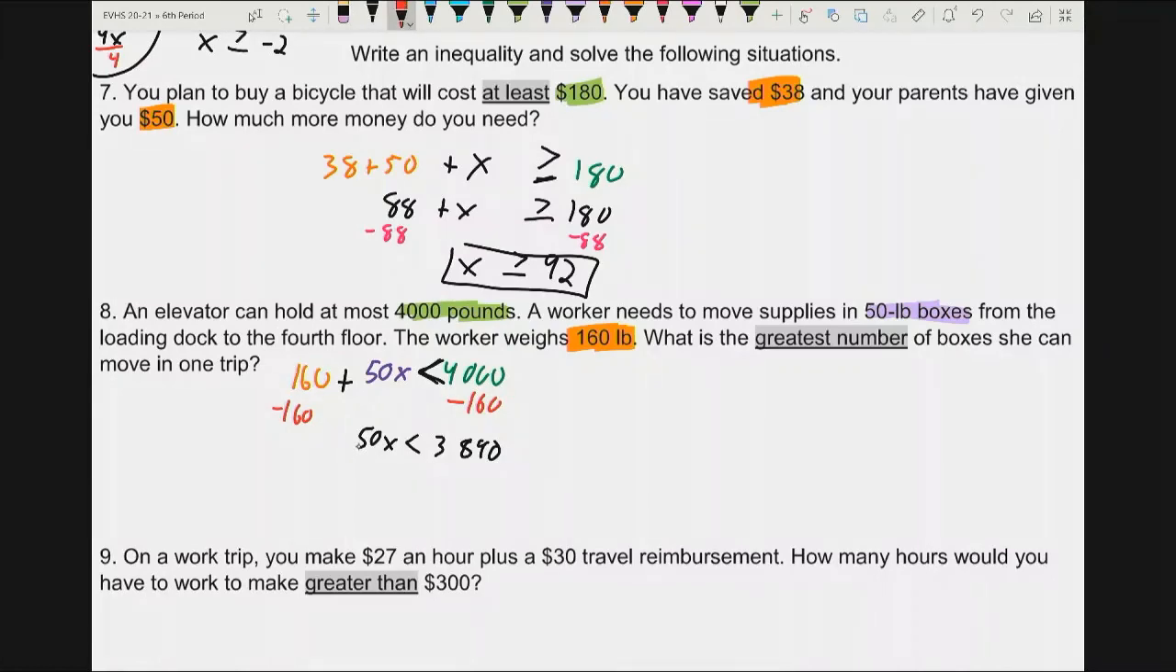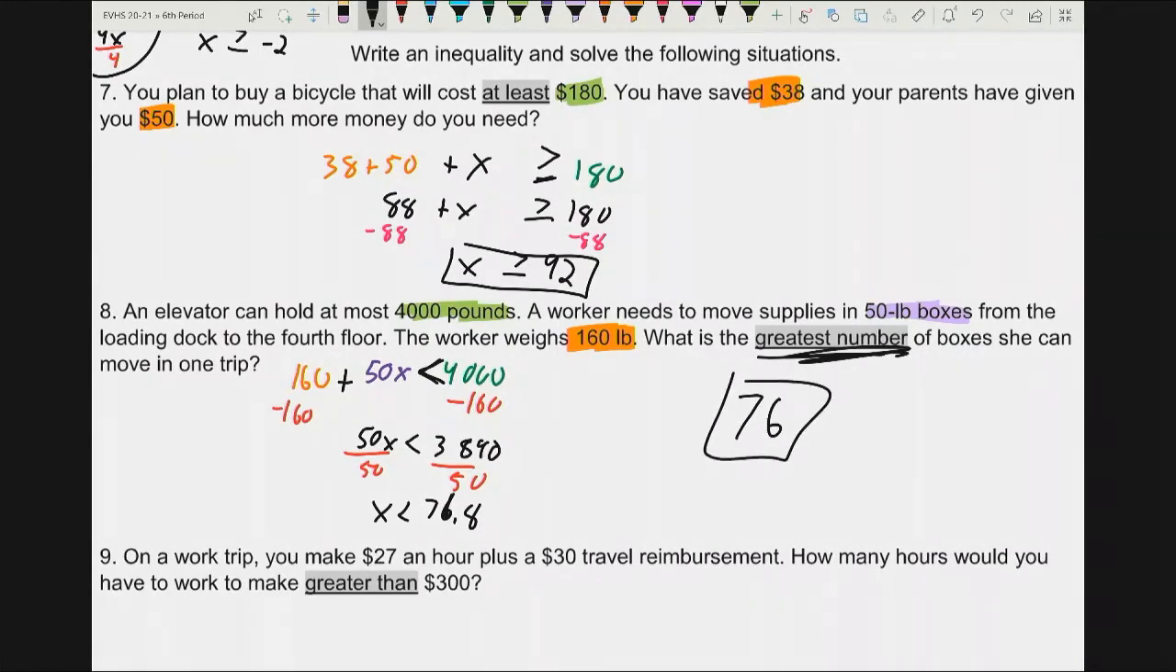Now, somebody with a calculator help me out. I'm going to divide this by 50. What's 3,840 divided by 50? What is it? 76.8. Okay, so 76.8. So x has got to be less than 76.8. Well, if I want the greatest number of boxes, can I put 0.8 of a box on there? No, they're all whole boxes. So the greatest number of boxes I can put on there is 76. If I put 77 boxes on there, I've got too much weight.